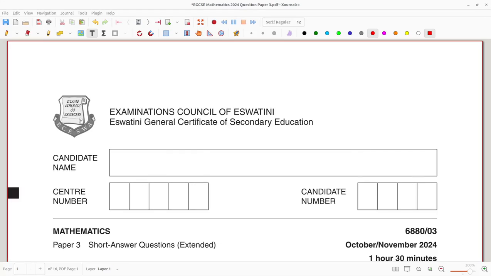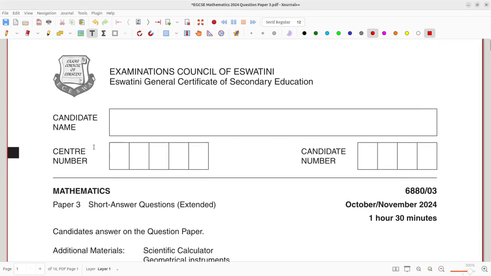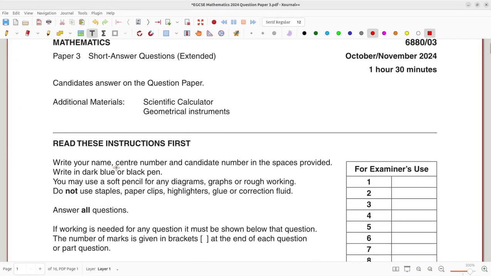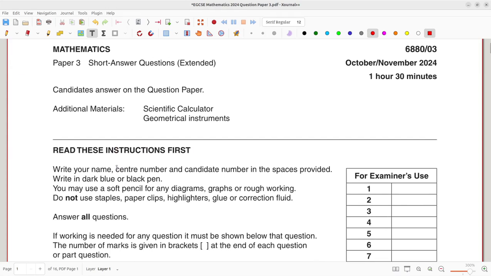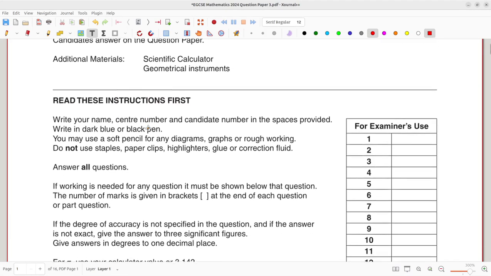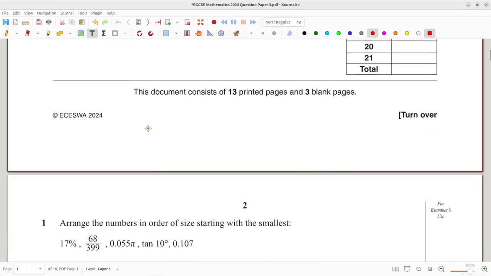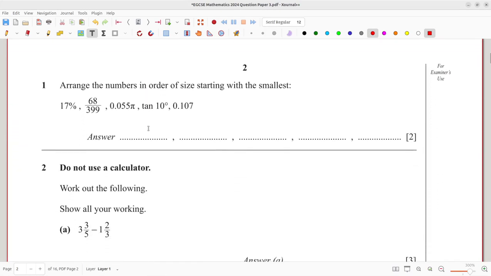EGCSE Mathematics Paper 3 Final Examination 2024. And this is a 1 hour 30 minutes paper. Additional materials: scientific calculator and geometry instruments, and then straight to question number 1.